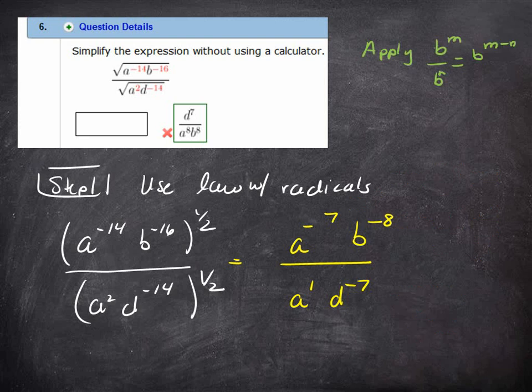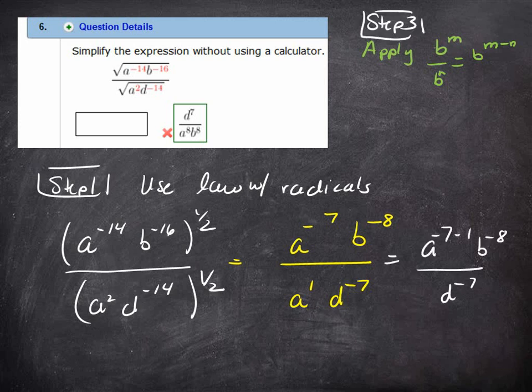Next step is to apply the rule that says b to the m divided by b to the n is b to the m minus n. That's step 3. So here you have a to the minus 7 and a to the 1. So it's minus 7 minus 1. And b to the minus 8, there's nothing more there, and that stays. The only two that have the same bases are these two, the a's.